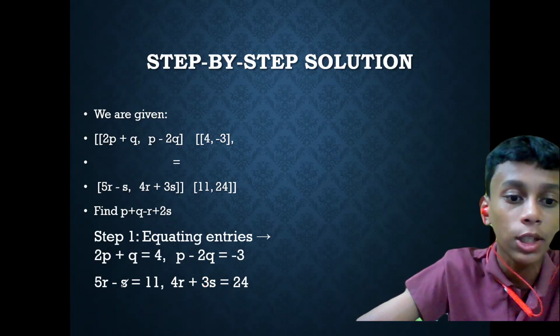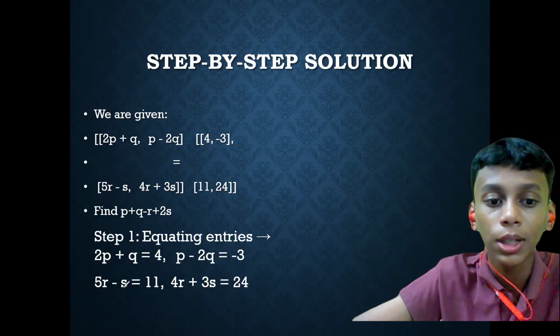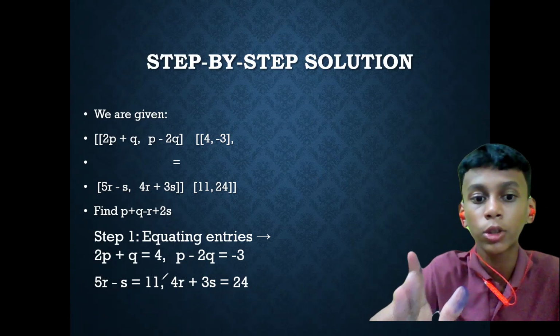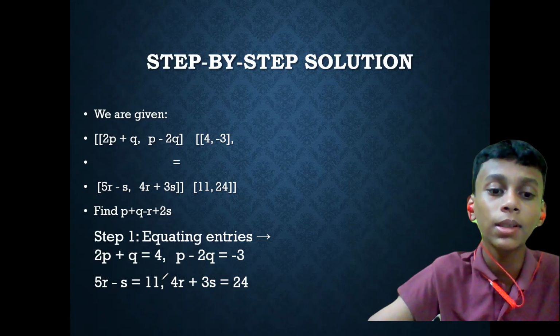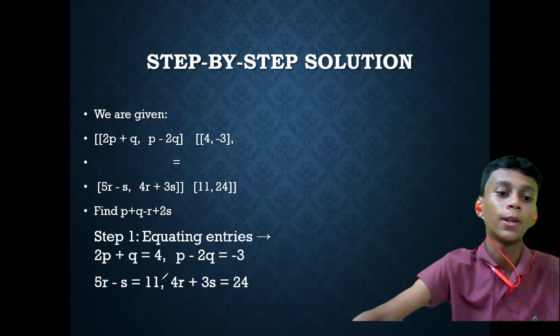Now we can substitute it here. So 5 into 3 is equal to 15. 15 minus s is equal to 11. So 15 will go on that side. 11 minus 15 is equal to minus 4. Minus s is equal to minus 4. We can cancel the minus, which results in s equal to 4.